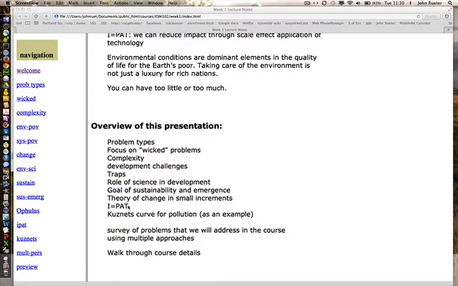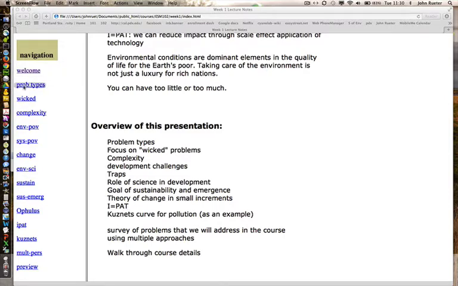And then finally, there'll be some comments on how this is all a complex system and what we can do to address problems that arise in a complex system, including how we can meet the goal of sustainability. At the end, I'm going to give a survey of the problems that we'll address in the course and how we use multiple approaches for that.